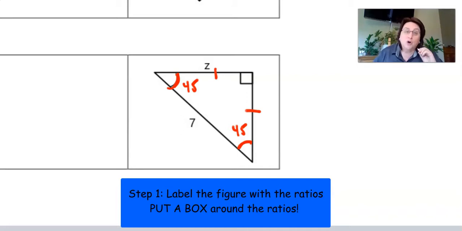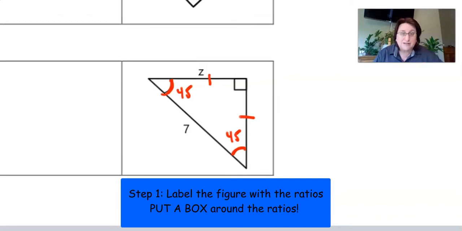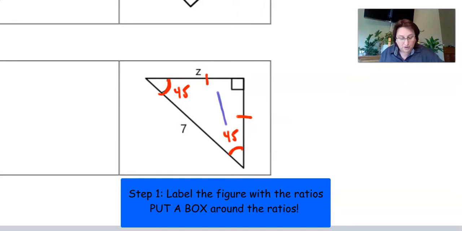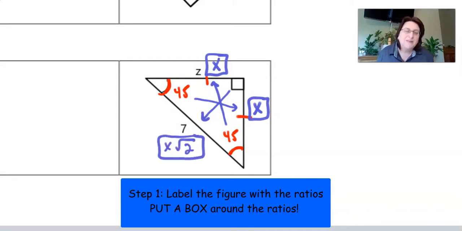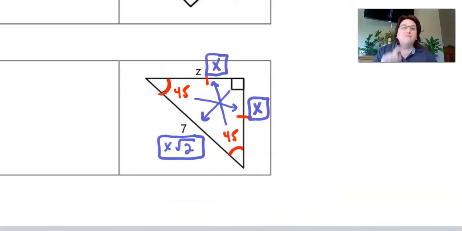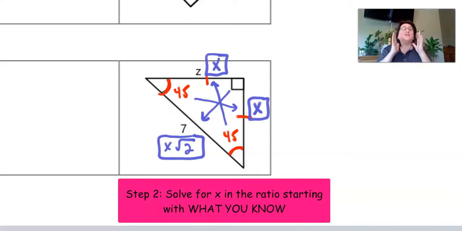Now across from the 45 degrees, that's where we're going to label our ratios. Across from the 45 degree, this ratio is going to be x, and I'm going to put a box around it. Across from this 45 degree angle, this is also going to be x, and I'm going to put a box around it. Then across from my 90 degrees, that is going to be the ratio of x square root 2, and I put a box around it. Now, the very first thing that we want to do is solve for x in the ratio. So what does that look like?